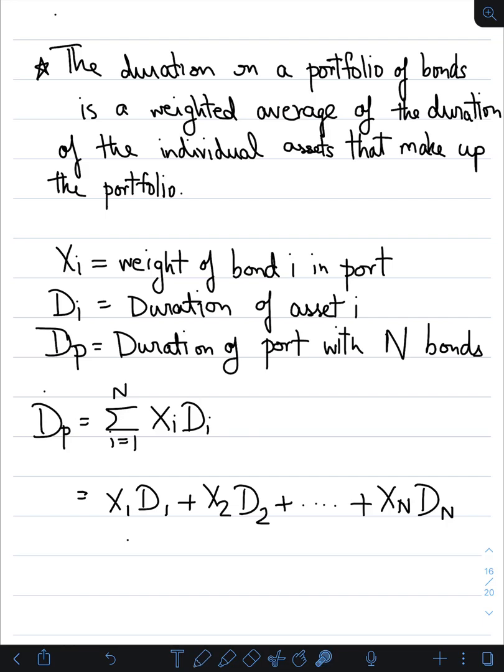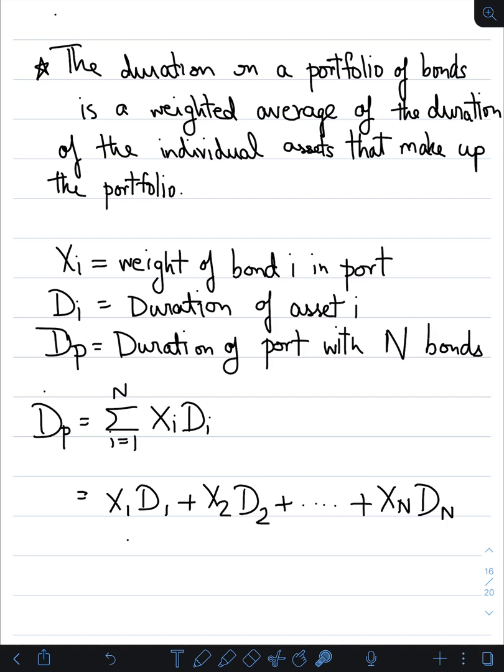Let's now talk about the duration of a portfolio of bonds. This concept should bring back memories of the expected return of a portfolio, the alpha of a portfolio, the beta of a portfolio, and so on. The duration of a portfolio of bonds is just a weighted average of the duration of the individual assets in the portfolio. So it's basically the same thing that we've been doing all over.